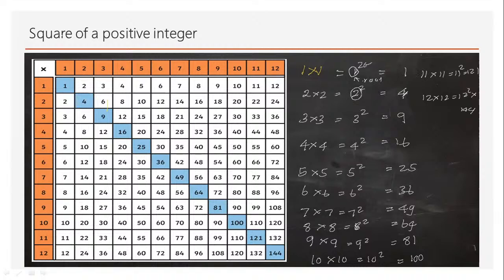Square root. Square root of 4 is 2. Square root of 9 is 3. Square root of 16 is 4. Square root of 25, 5. Square root of 36, 6. 49, 7. Square root of 64, 8. Square root of 81, 9. Square root of 100, 10. Square root of 121, 11. Square root of 144, that is 12.